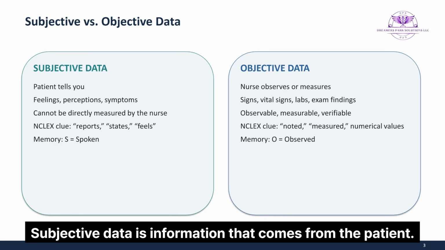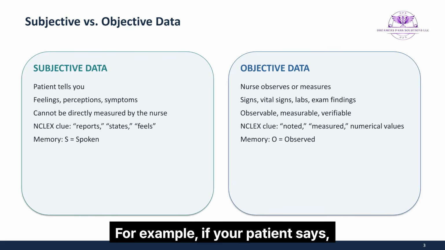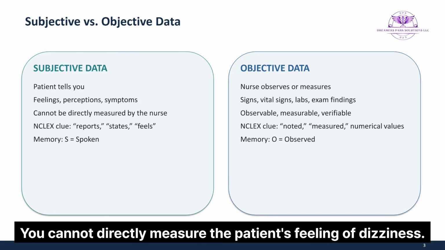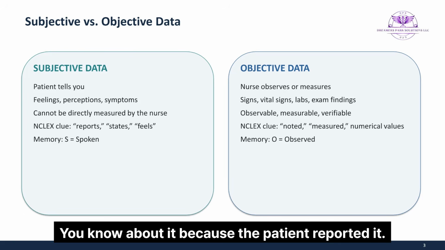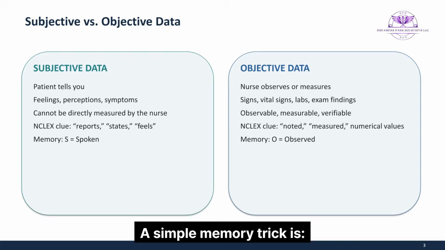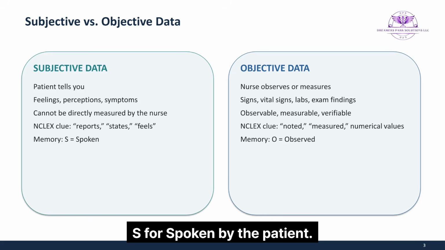Subjective data is information that comes from the patient. These are the patient's feelings, perceptions, experiences, and symptoms. For example, if your patient says, "I feel dizzy," that is subjective data. You cannot directly measure the patient's feeling of dizziness. You know about it because the patient reported it. On the NCLEX-RN, watch for words such as reports, states, describes, complains of, or feels. A simple memory trick is S for subjective, S for spoken by the patient.